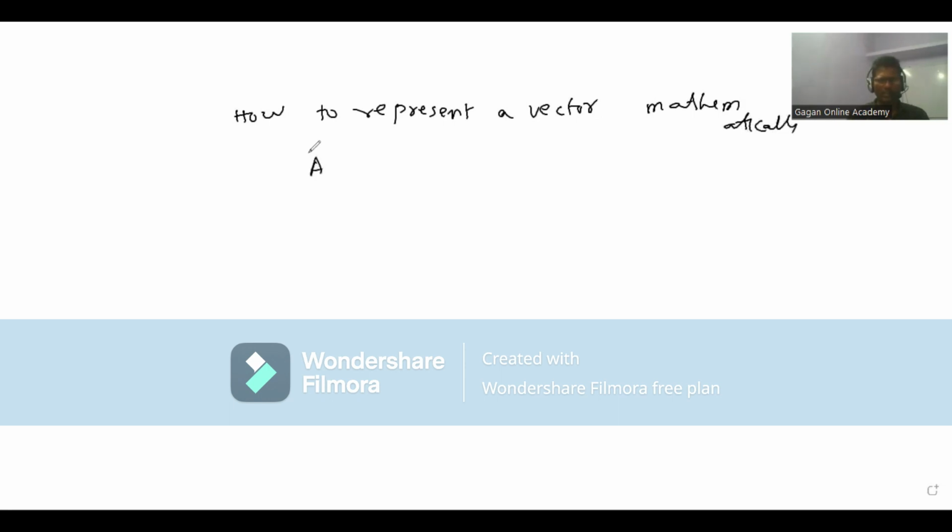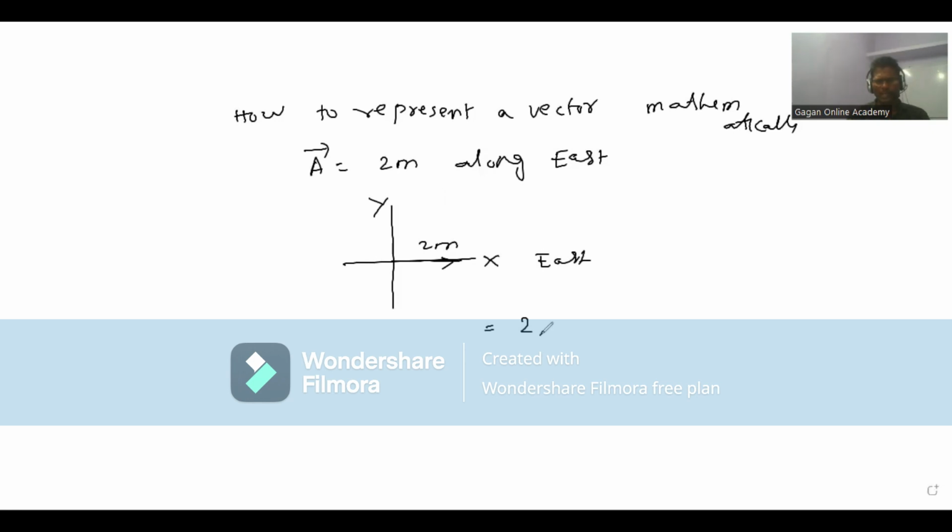So an example, vector A is 2 meter along east direction. For this, we have to draw the coordinate axes, x-axis, y-axis. This is east direction, 2 meter. So first we have to write 2, in the east direction, so i cap, 2 i cap. So for this vector A, 2 meter along east is replaced by simply 2 i cap, meaning 2 units in the direction of east.